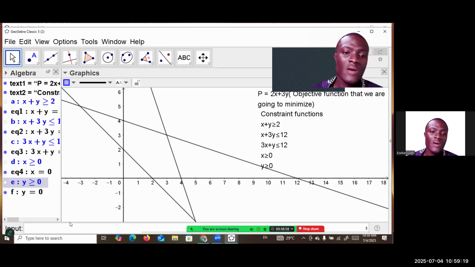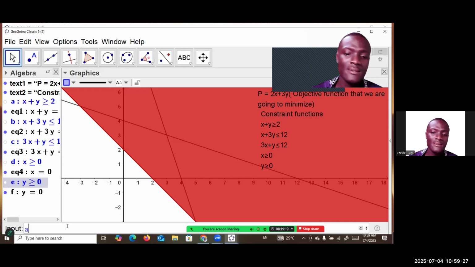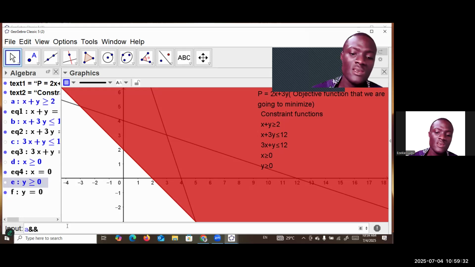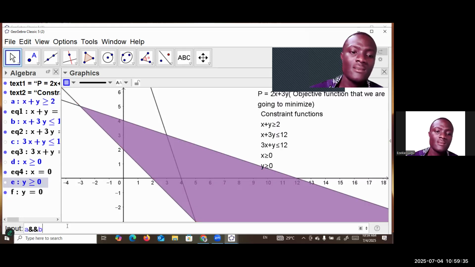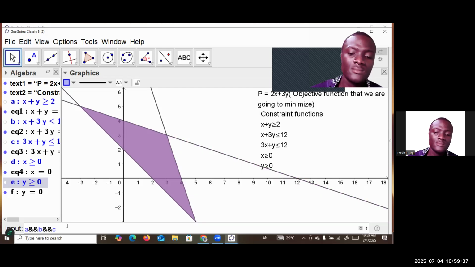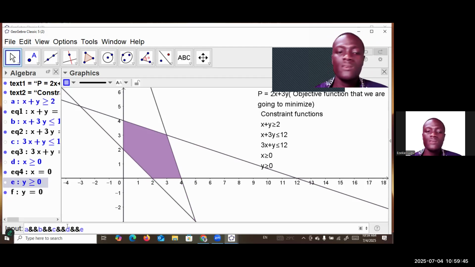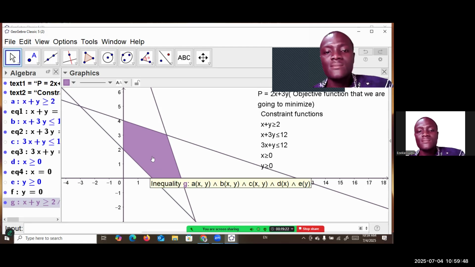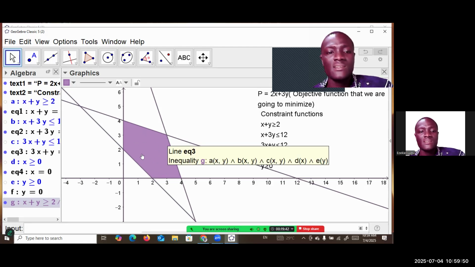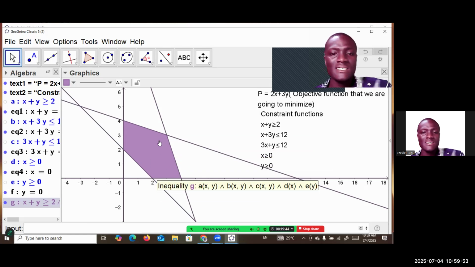Our first inequality, because we are entering all of them at the same time, is going to be A, then your percent sign twice, then B. We do it for all like that, then E. So that's all. Then enter. So this is the region. This becomes the constraint region that is guiding our optimization. Now we've gotten the constraint region that is guiding our optimization.